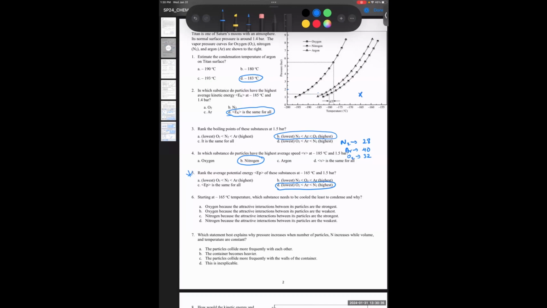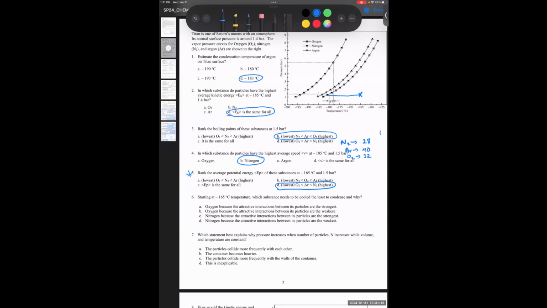Okay, so let's assume that we are at 1.5 bar. Which substance needs to be cooled the least? If you are cooling, you're decreasing the temperature. As you start decreasing the temperature, you see that you are going to reach the vapor pressure curve, or liquid-gas boundary, of oxygen first. Meaning oxygen is going to condense first. So we need to cool the oxygen sample the least to condense, to go from gas to a liquid.